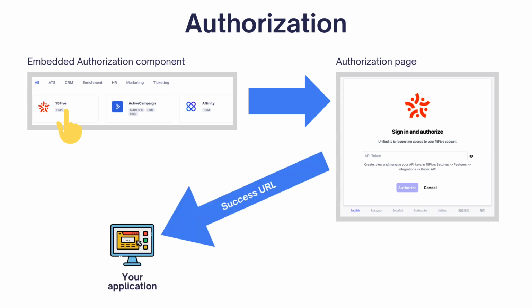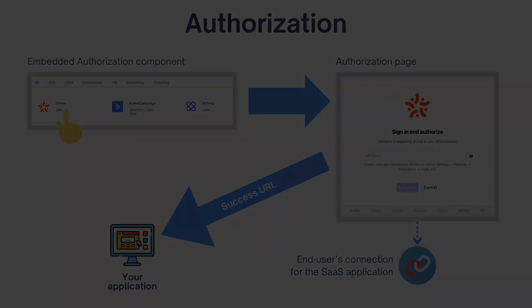Now, the success URL includes the ID of the connection object, which is created as a result of the end user granting authorization. The ID of the connection object, also known as the connection ID, is the key to accessing the user's account on a SaaS application from that point on.